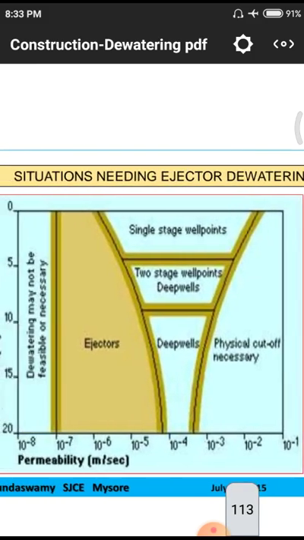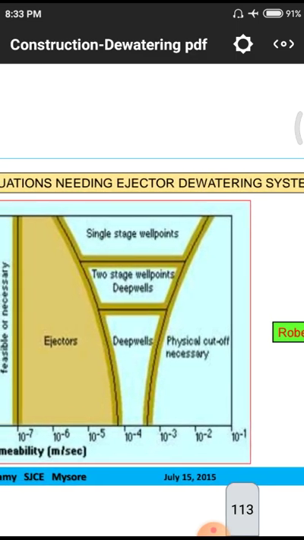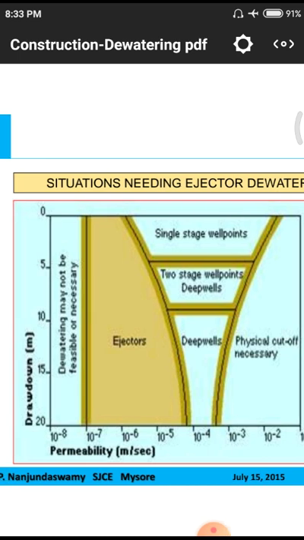This is the diagram. First of all, we need to observe the situations needing ejector or dewatering systems. What kind of situations need those kinds of systems? First of all, the permeability is at the bottom of the graph. This is the total graph we are studying. In this particular graph, we have the x-axis with respect to permeability, that means meters per second. For every second, that amount of permeability is there. On the other hand, on the y-axis we have drawdown. That means water drawdown. So we have to observe the physical parameters and these conditions.